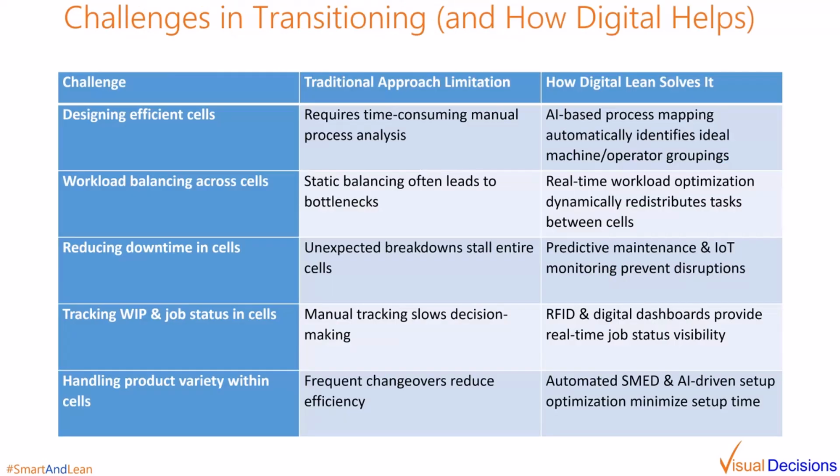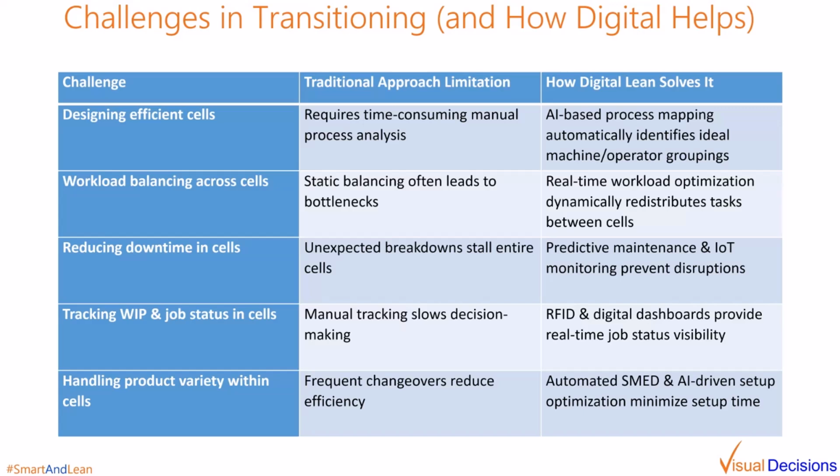So, moving from a traditional functional layout to cells takes careful planning and real-time adaptability, as poorly designed cells can lead to bottlenecks and inefficiencies and underutilized resources. One of the most significant challenges is designing efficient cells. Traditional lean approaches rely on manual time studies, process mapping, and static value stream analysis, which can be time consuming and often fail to capture the full complexity of a production system. Without a data driven approach, companies risk creating unbalanced cells that can either overload certain stations or leave others underutilized.